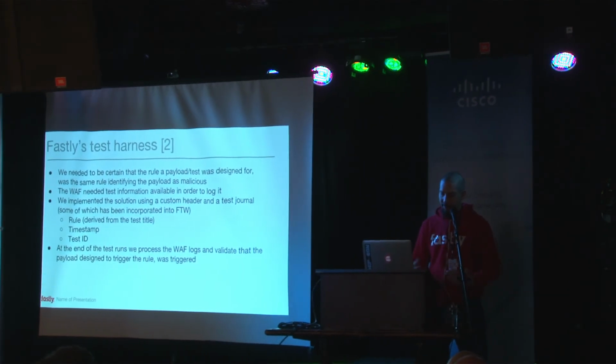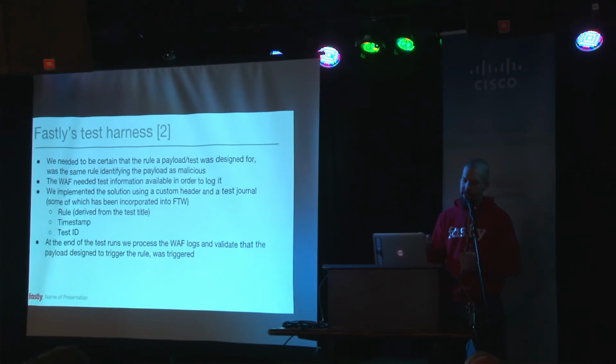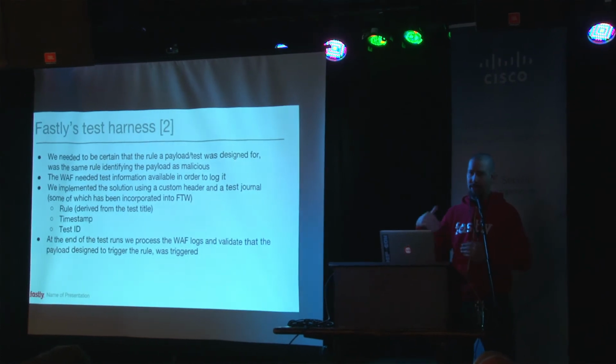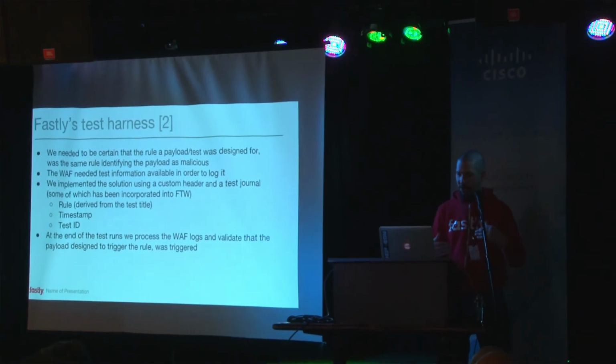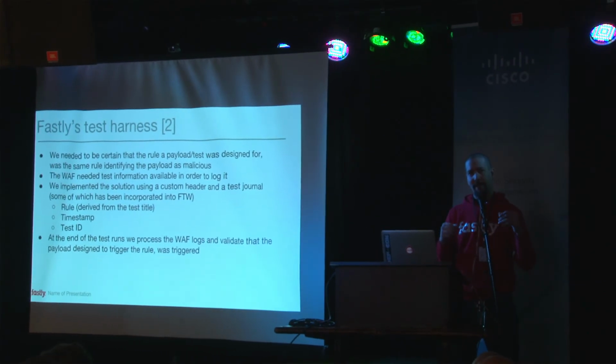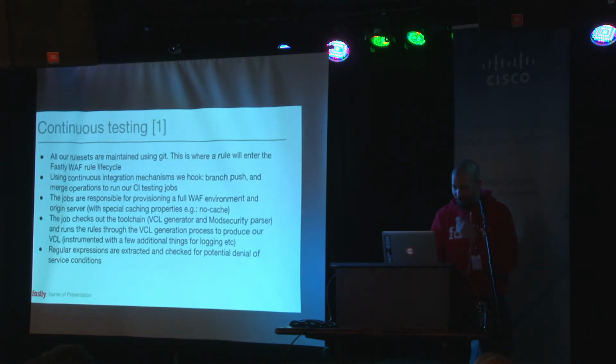basically keep a journal, and we had a custom header that has the rule that we're testing for, a timestamp, and a test ID. We send that through to the WAF, and then our WAF logs it. What we're then able to do is validate that this attack payload was written for this rule, and this rule actually identified this attack payload, which was important for us.